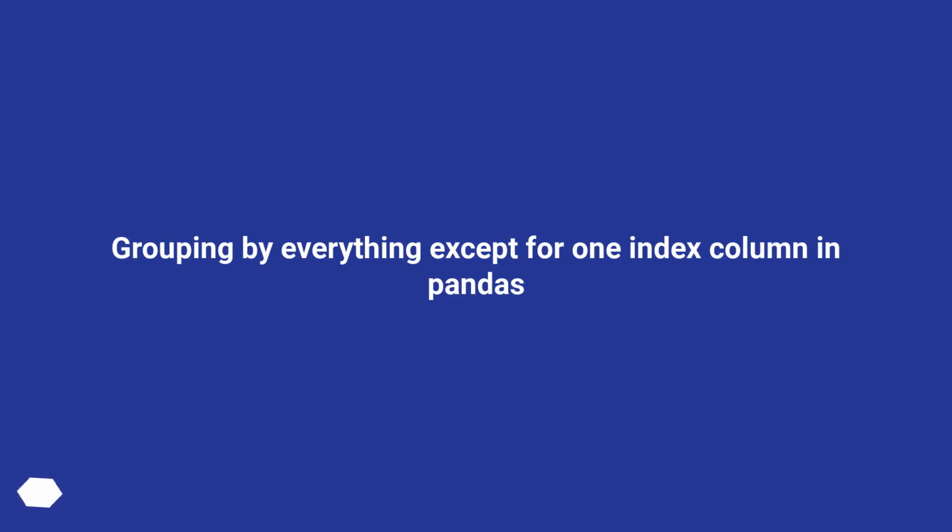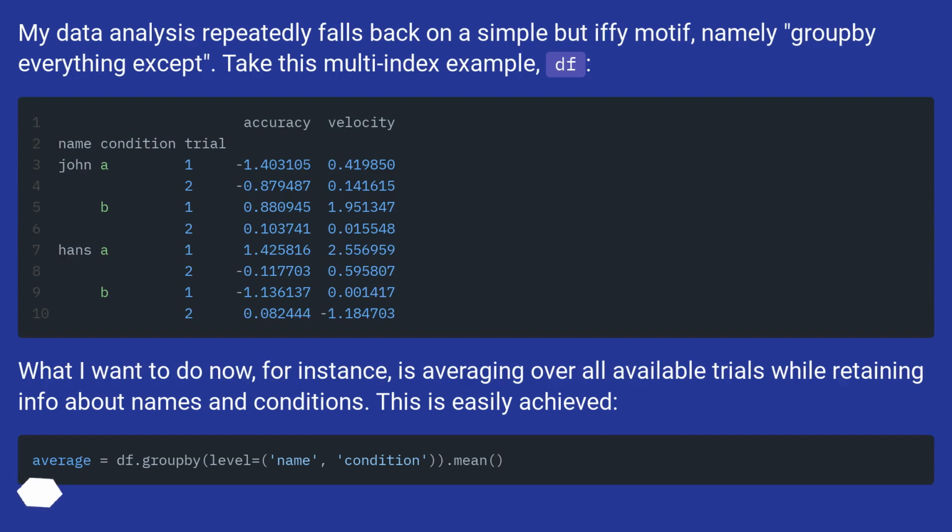Grouping by everything except for one index column in pandas. My data analysis repeatedly falls back on a simple but iffy motif, namely group by everything except. Take this multi-index example, df. What I want to do now, for instance, is averaging over all available trials while retaining info about names and conditions. This is easily achieved.